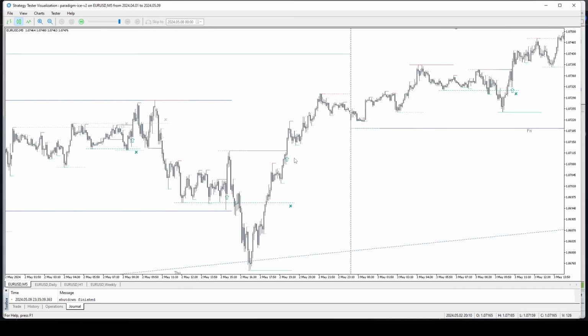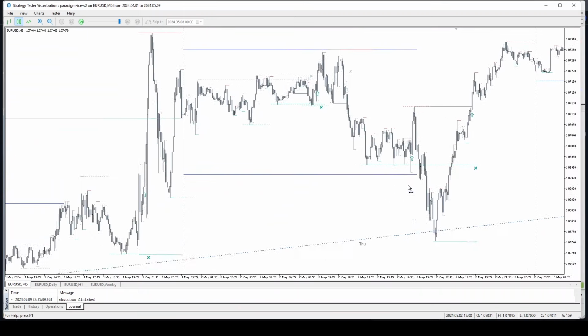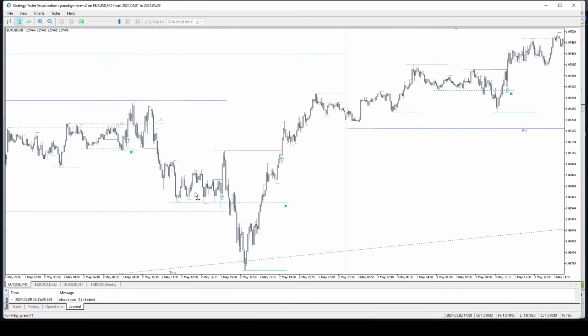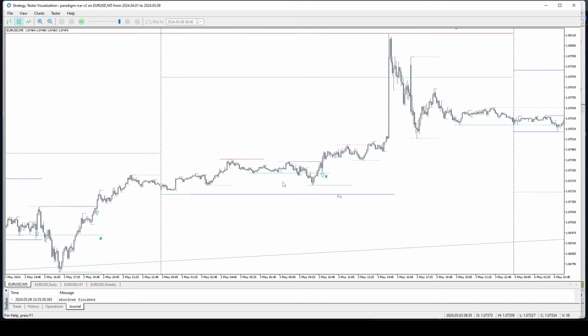Then we have the buy setup here, buy setup here. Now let me also state that it doesn't take any setup that is outside the Q zone. So if a setup forms outside the typical ICT Q zone, it is not going to take the setup. So it is still long.